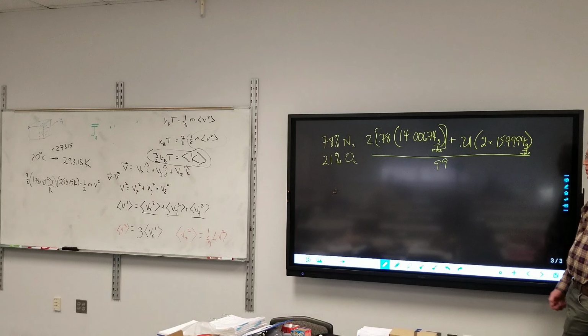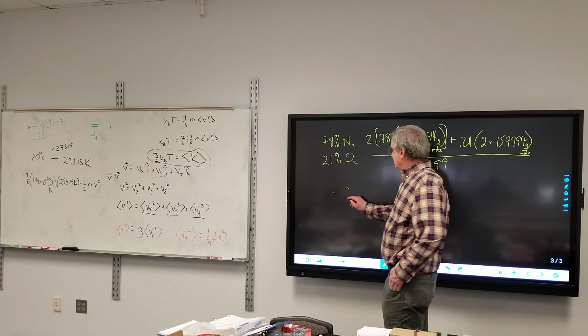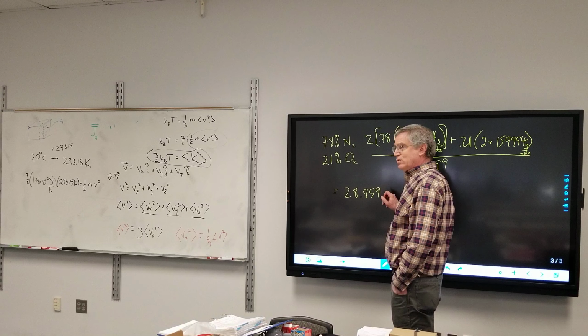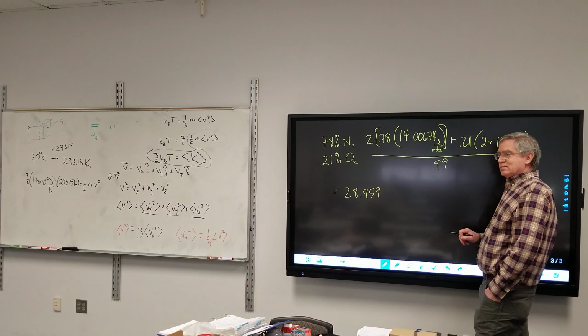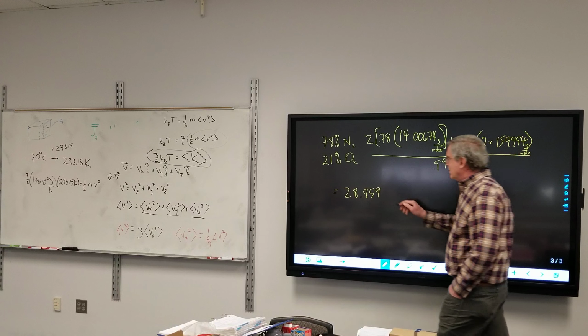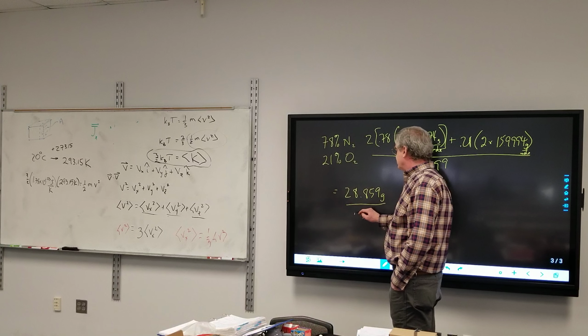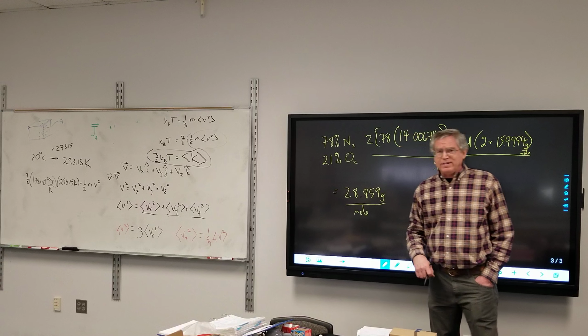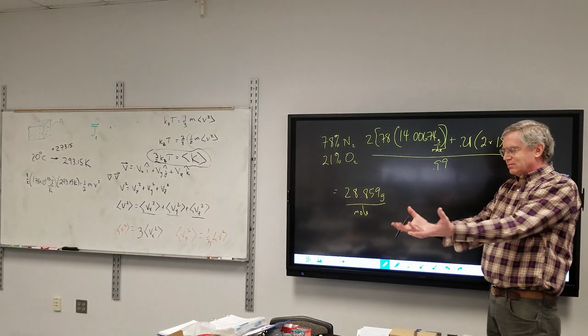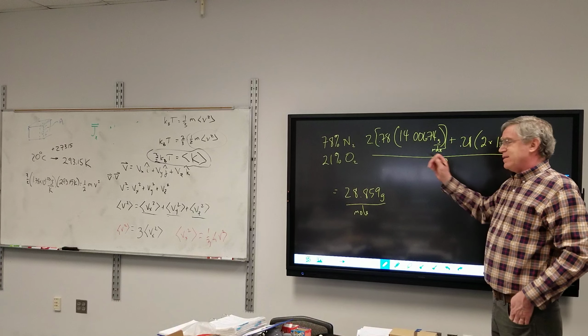It's gotta be something between 28 and 32. 28.859. Units? The grams? Grams per mole. Yeah. All right, so if I take 6.02 times 10 to the 23rd air molecules from the air, that's the amount of mass it has.